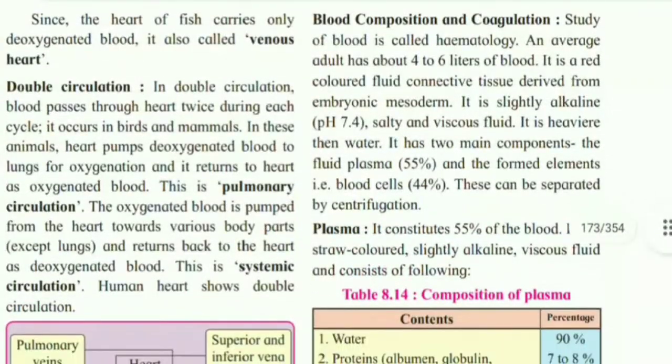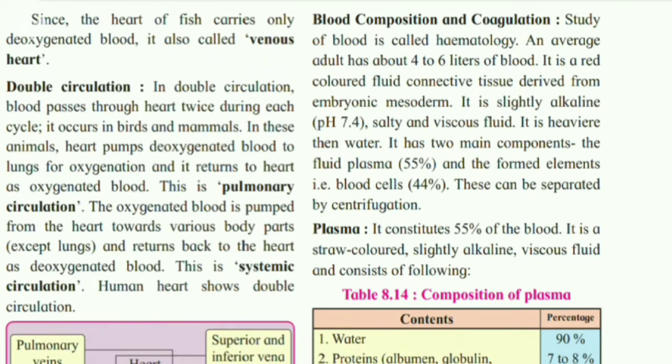Blood composition and coagulation. Study of blood is called hematology. An average adult has about 4 to 6 liters of blood. It is a red colored fluid connective tissue derived from embryonic mesoderm. It is slightly alkaline, pH is 7.4, salty and viscous fluid. It is heavier than water. It has two main components, the fluid plasma, that is 55%, and the formed elements, that is blood cells, 45%. These can be separated by centrifugation.